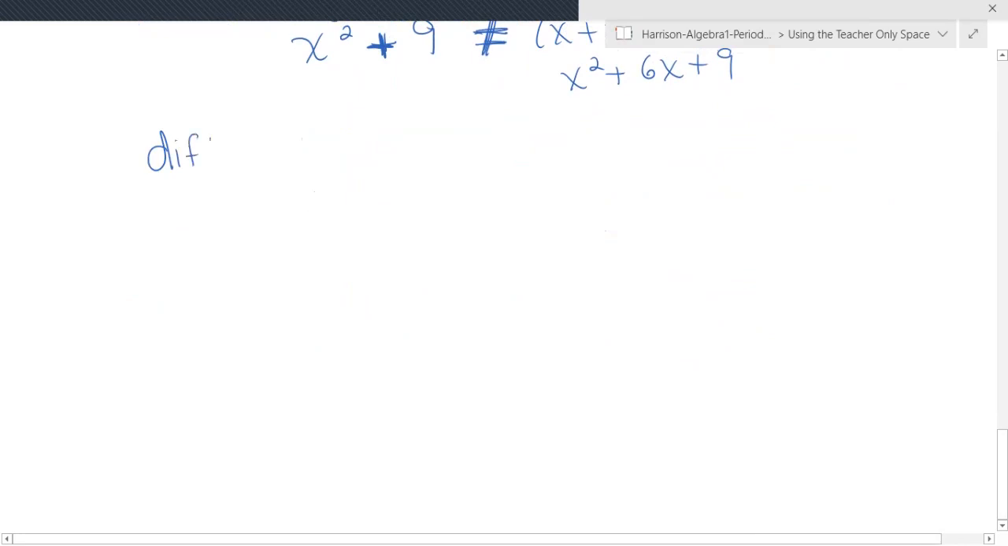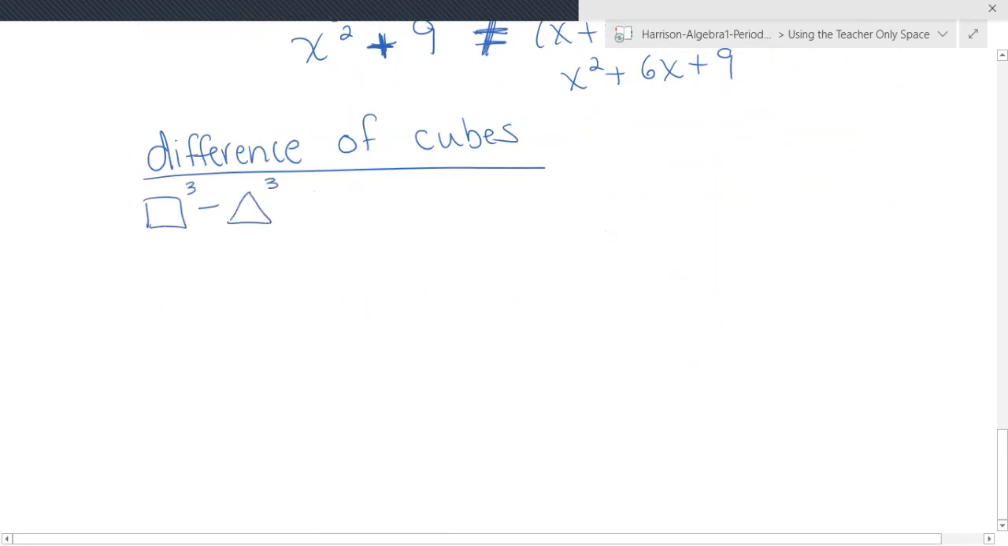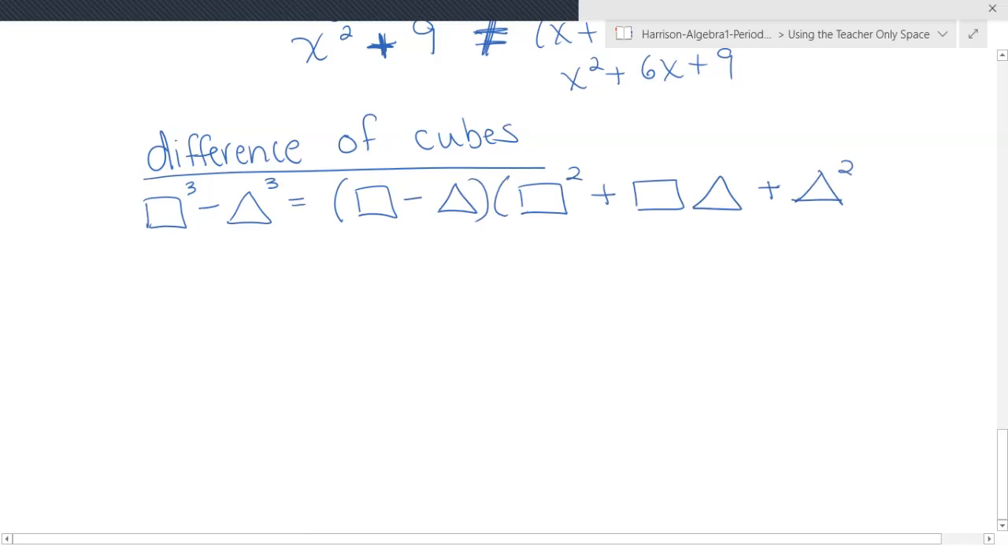But the next thing we have that is factorable is the difference of cubes. Now this one's a little bit longer. So we have something cubed minus something cubed. We start by taking the difference of their bases, and then we square the first base and add the two bases multiplied together, and then we add the second base squared. So let's take a look at how we would apply this.